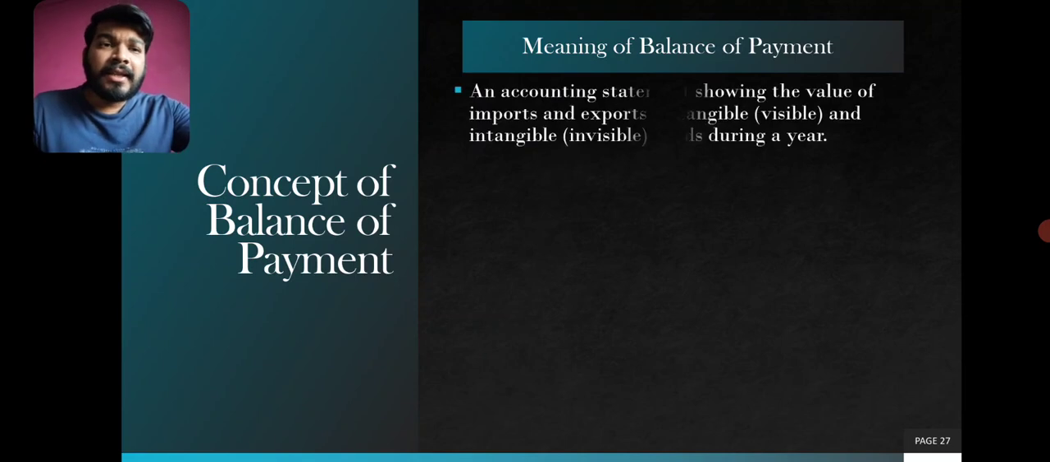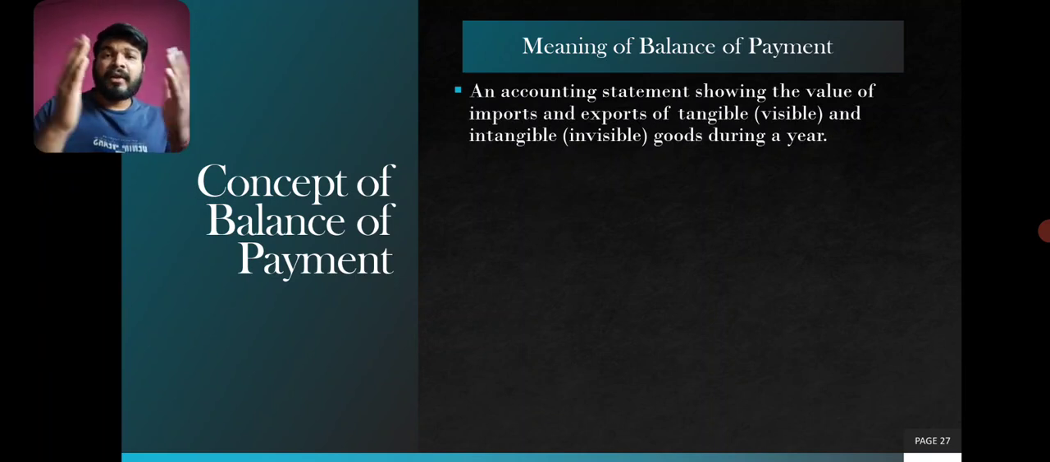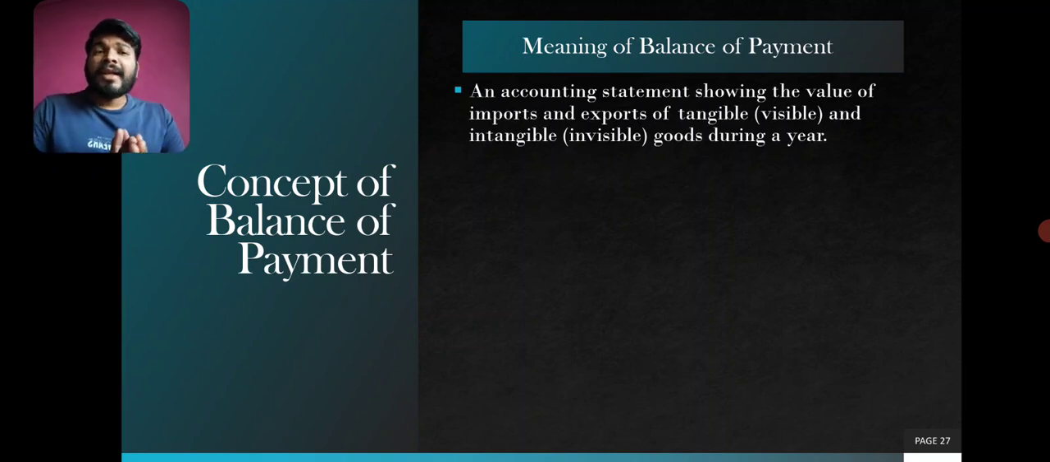So here the meaning says it is an accounting statement showing the value of imports and exports of tangible goods, or visible goods, that is physical goods, and intangible goods, that is technology, software, and services. All the goods which are purchased during a particular year are shown in the balance of payment. All these entries are made, and ultimately we can get to know what all things are exported and imported from one country to another country, and finally that statement is prepared, and that is known as balance of payment.